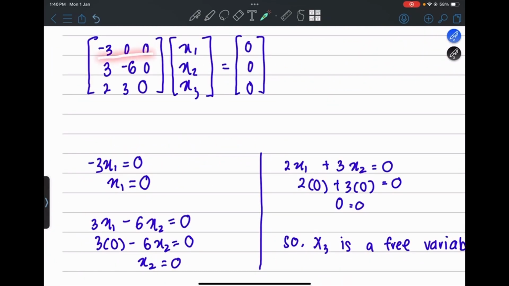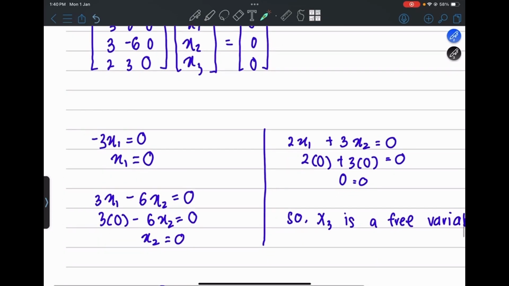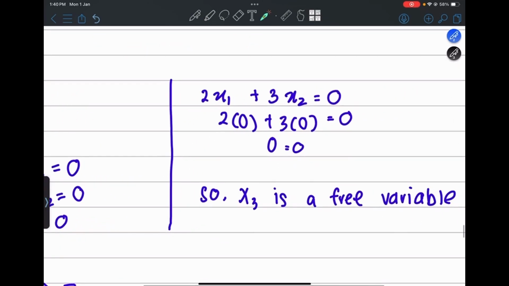So the first row tells us that negative 3x1 is equal to 0, so x1 equals 0. The second row tells us that 3x1 minus 6x2 is equal to 0. We can substitute the x1 from the first row, which is 0, so 3 times 0 minus 6x2 equals 0. After completing it, we get x2 is equal to 0.